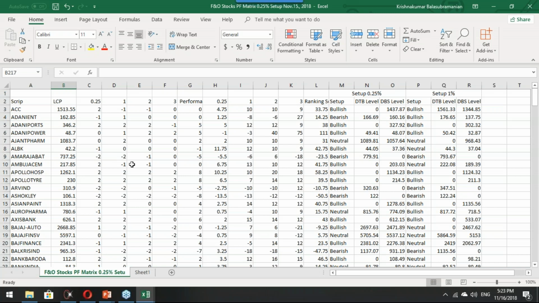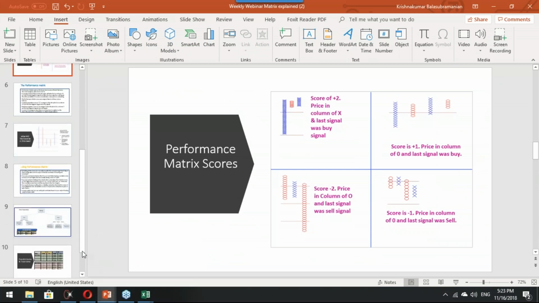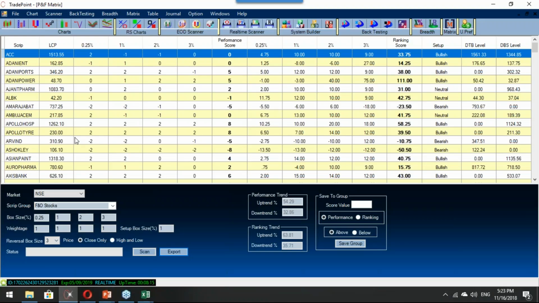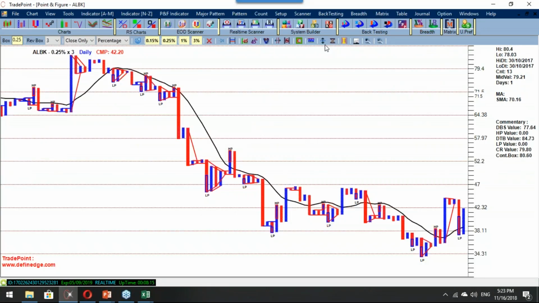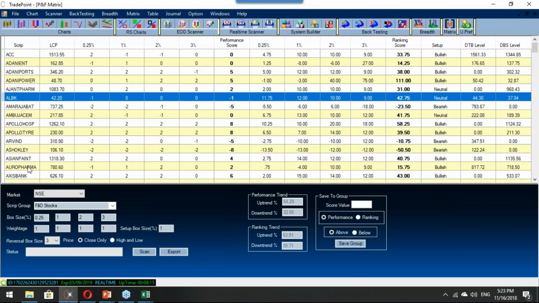So, if you notice, our definition of setup is very simple, right? The trend has to be bullish and the pattern has to be bullish. See, basically, what we are looking at is, say, for instance, this is not the right candidate. Let's probably take a look at something else.